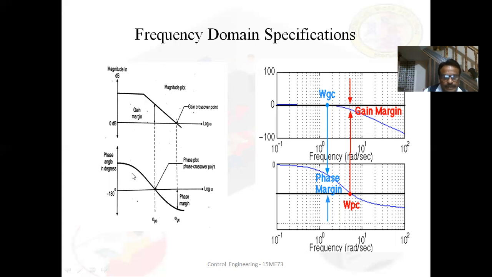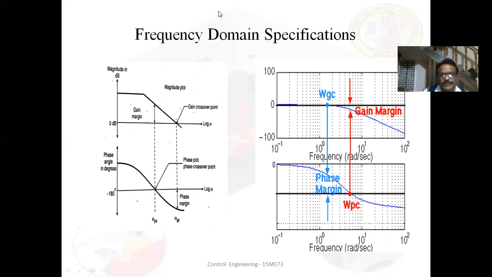Now you can see here. This is the phase plot where it crosses minus 180 degree. Draw a vertical line. Then the distance measured from this point, 0 dB line to the resultant magnitude curve. This distance is called the gain margin.